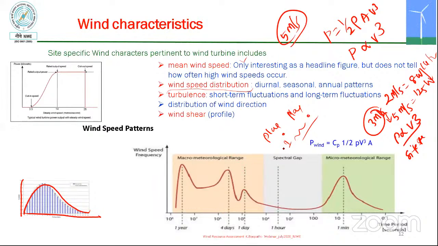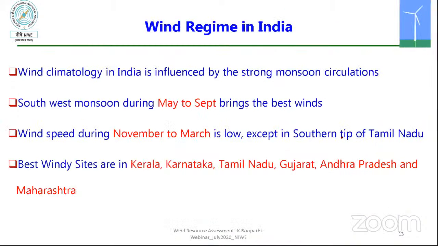So this is the macro meteorological range and the micro meteorological range. The macro meteorological range gives information about how the wind speed is yearly, so each peak gives the yearly peak of the wind speed. But the micro meteorological range gives the peak of the wind speed every 10 minutes. So I told you this.